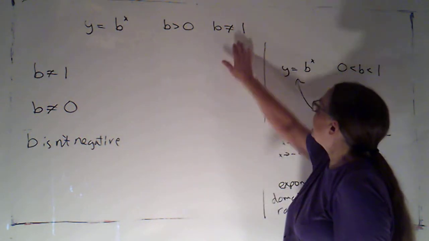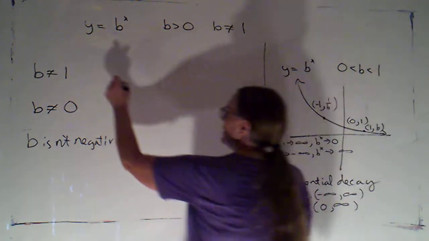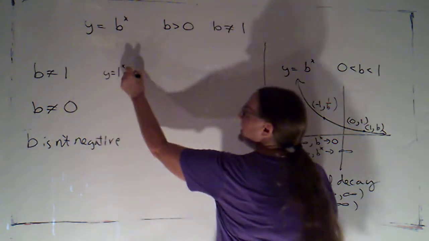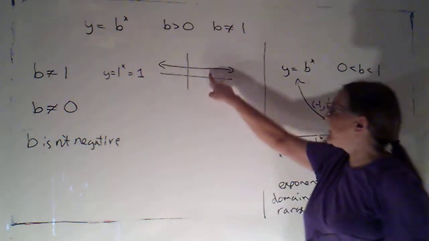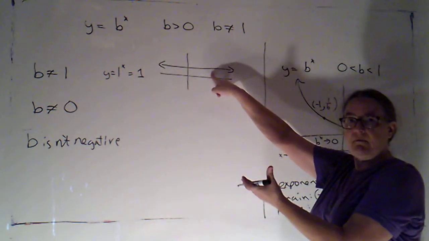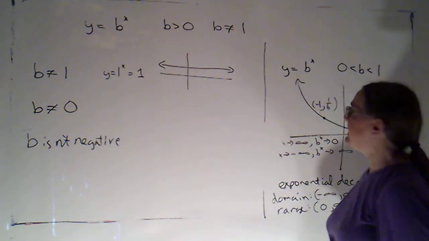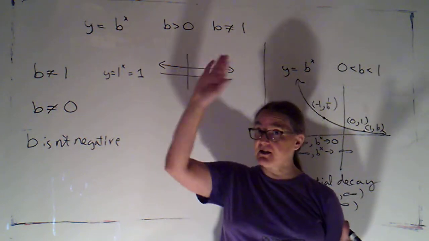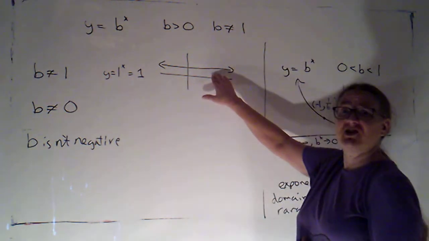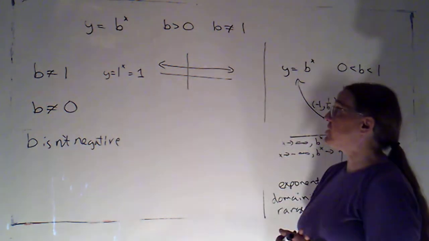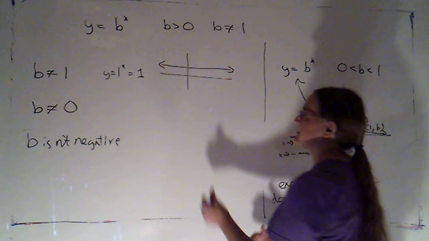Now, if b was 1, certainly 1 to the x is perfectly well defined. y equals 1 to the x is just 1. It's a perfectly good function, but it's a constant function. We already have a name for it. We don't count that as an exponential function. The pattern that we see in exponential functions is that they're changing, either increasing or decreasing, at a rate proportional to their size. This isn't changing at all. So it's not that the function isn't defined, it just doesn't earn the designation of being an exponential function. It's a constant function.